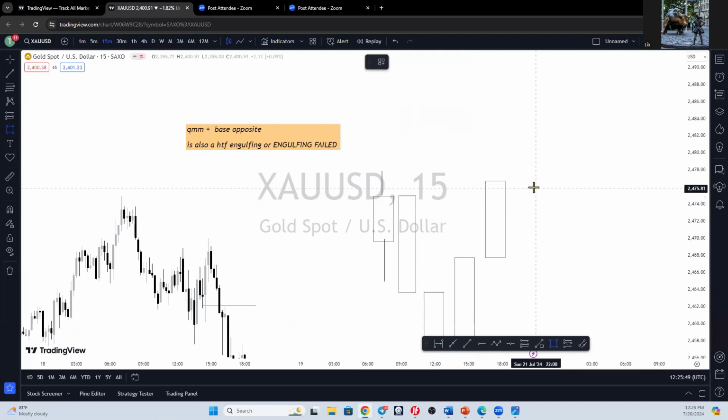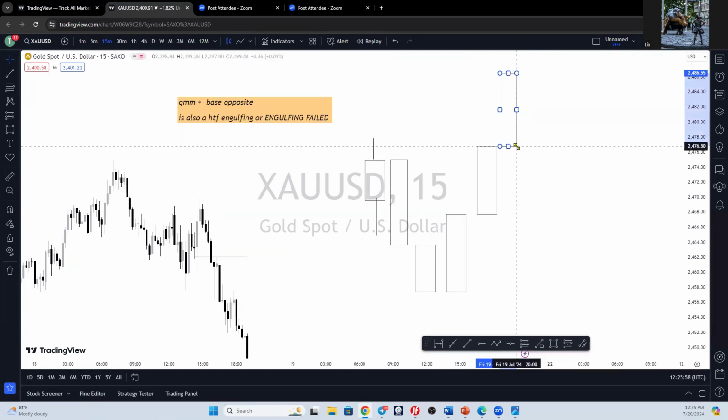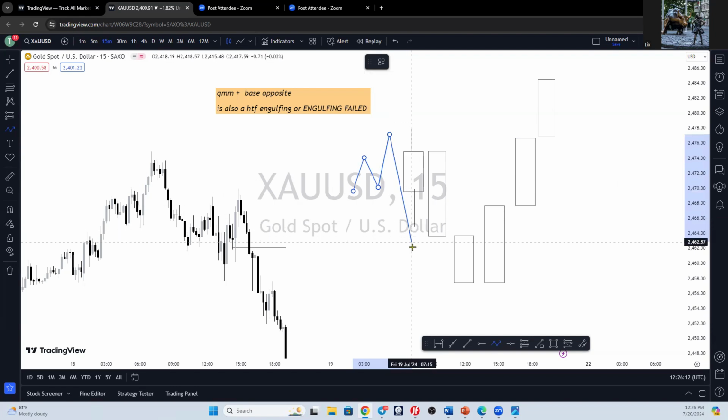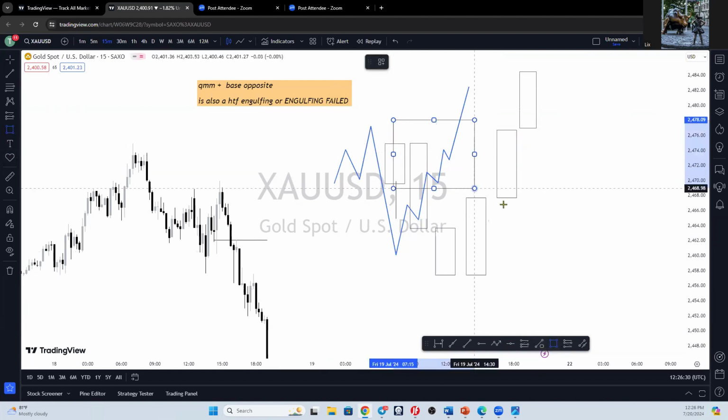Has been engulfed. Okay, this is just logic. Okay, if this engulfing was equal to something like this, when it breaks, it becomes something like this. So you see, it has been broken. So this engulfing field is your QM.